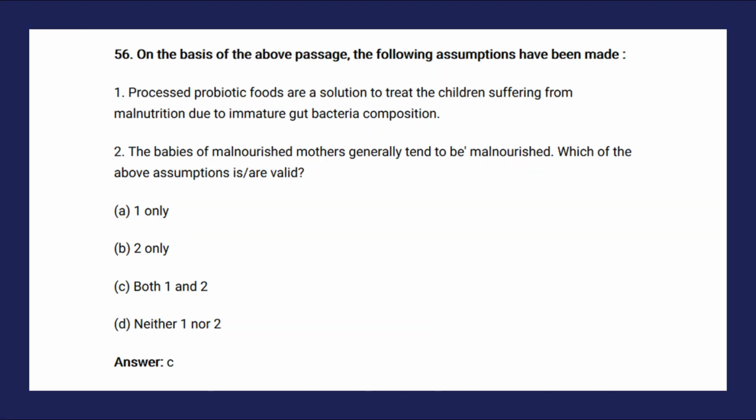Next question 56. On the basis of the above passage, the following assumptions have been made. First: processed probiotic foods are the solution to treat the children suffering from malnutrition due to immature gut bacteria composition. Second: the babies of malnourished mothers generally tend to be malnourished. Which of the above assumptions are valid? Option A, first only; B, second only; C, both first and second; D, neither one nor two.